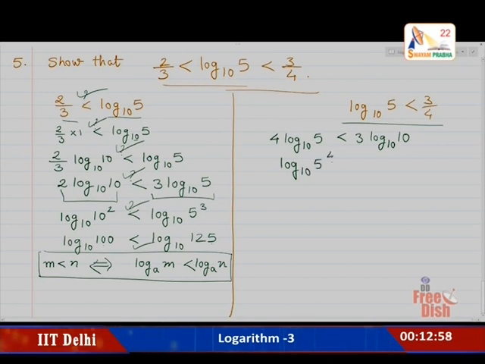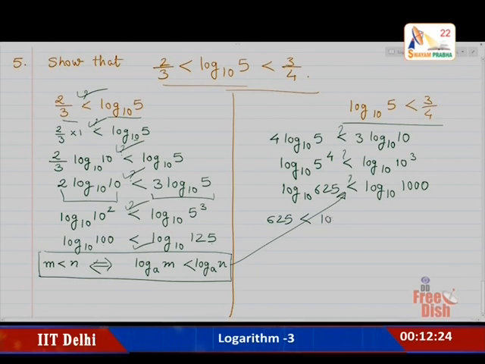Log to the base 10 of 5 raised to 4 is less than log to the base 10 of 10 raised to 3. What is 5 raised to 4? 5 raised to 4 is equivalent to 25 square, which is nothing but log to the base 10 of 625, which is less than log to the base 10 of 1000. Right. So is this true? Using this property of log, I know 625 is less than 1000, therefore this must be true.